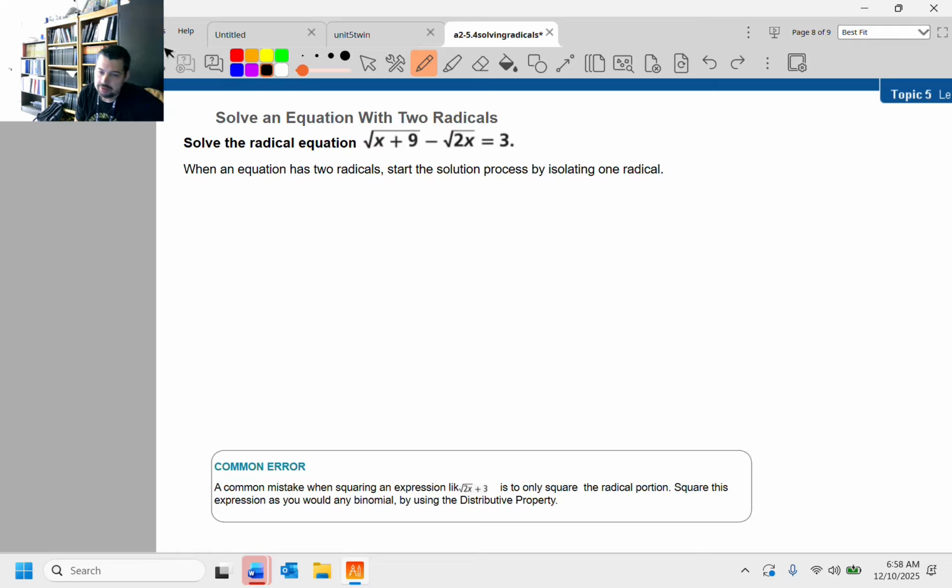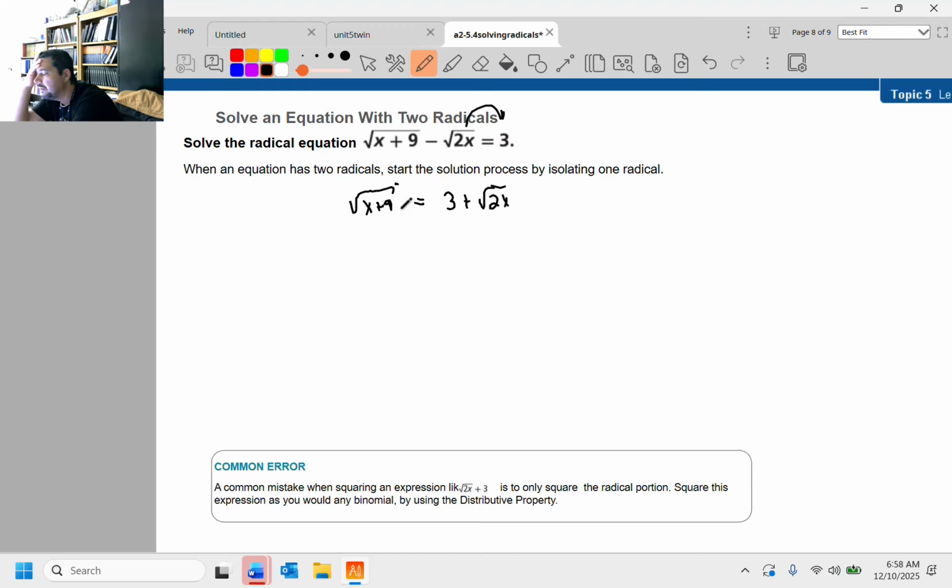All right, solve the radical equation with 2 radicals. This is the last one in the notes. By golly, thank you. I'm done with it. What you're going to do is isolate a radical. It doesn't matter which one you isolate, but I'm going to isolate the root of x + 9. Right-hand side would be 3 plus root 2x, or root 2x plus 3.